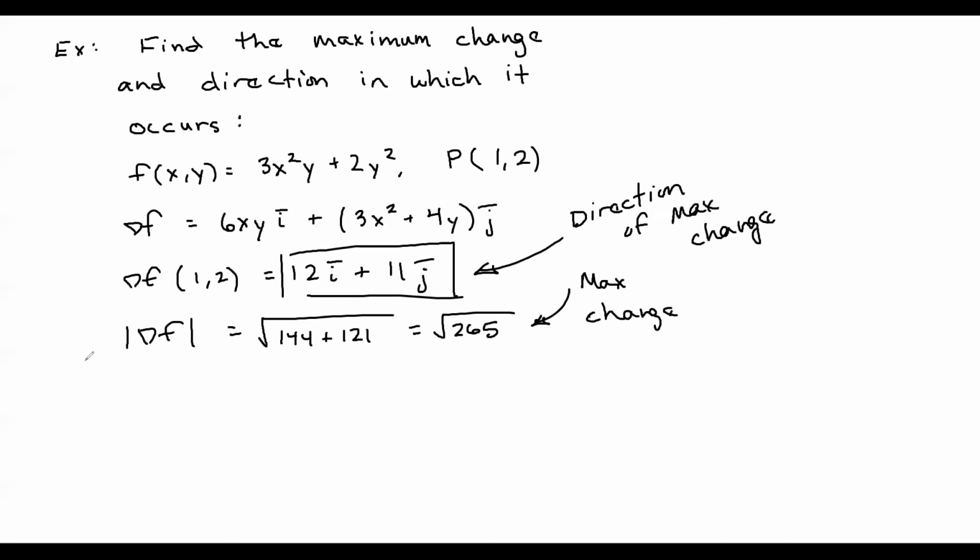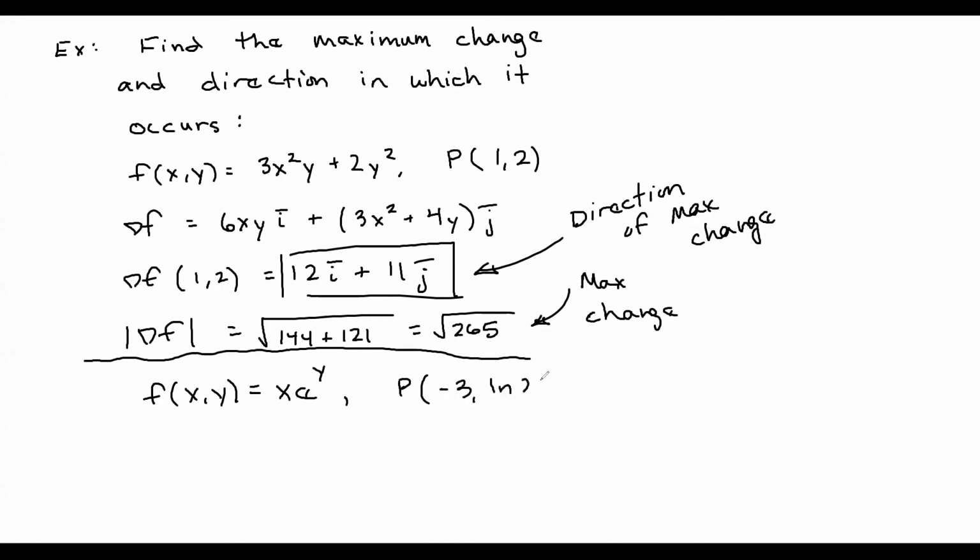Okay, let's go through and try another one. I think we've got enough space down here. So we've got f of x comma y equals x e to the y. And let's say our point is going to be (-3, natural log 2). So we've got our hillside, we've got our place where we're standing, and you're asked what's the steepest slope you could get and what's the direction for that steepest slope.